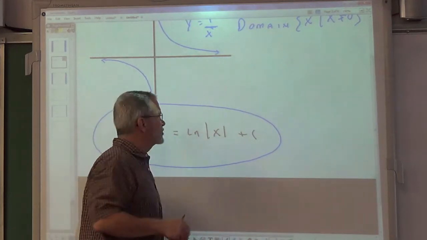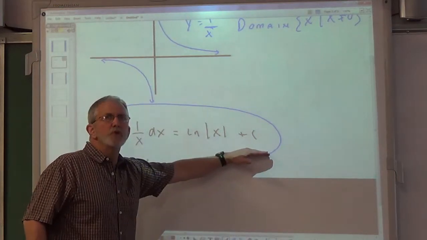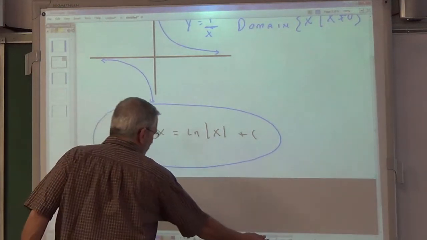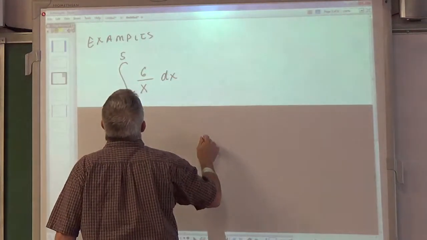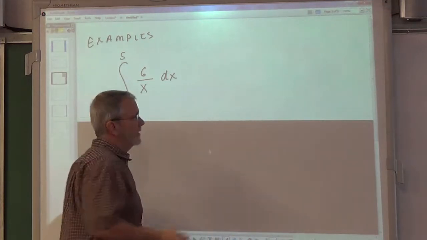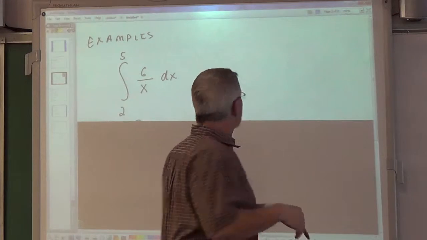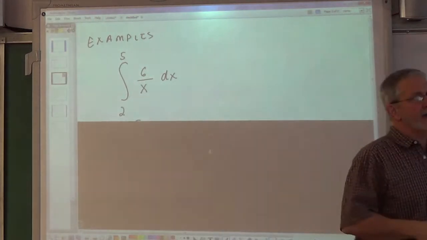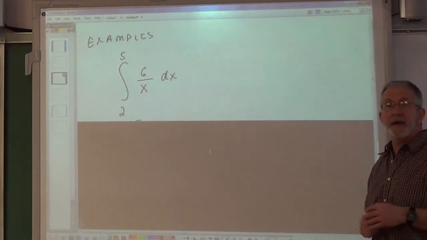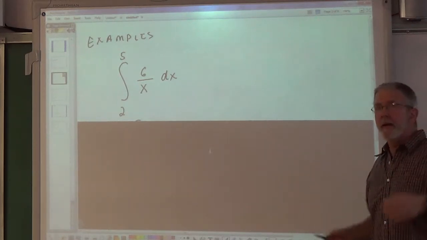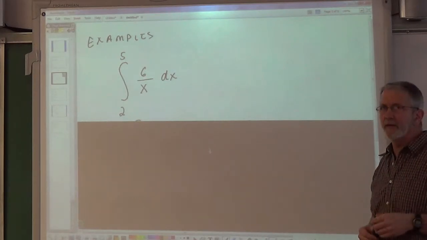Okay? So let's just do some examples knowing this right here. Example number 1. Here I have a definite integral. I want to evaluate the definite integral from 2 to 5 of 6 over x dx. I could do this with my calculator, but let's find out what it is exactly, if I can do it.